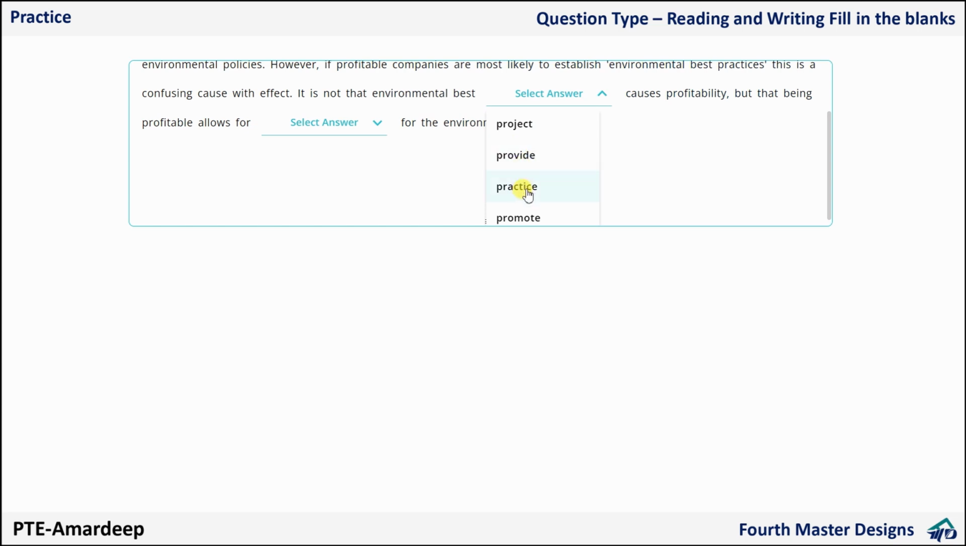Environmental best practice, environmental best concern. Now, what is written? Causes. So, all are singular only. And why it is not that best and environmental best what? Project causes profitability, provide eliminated, promote eliminated, only project or practice. So they are not talking about a project here. They are talking about the process here. Okay, it is written practice here. So I'll go with what?